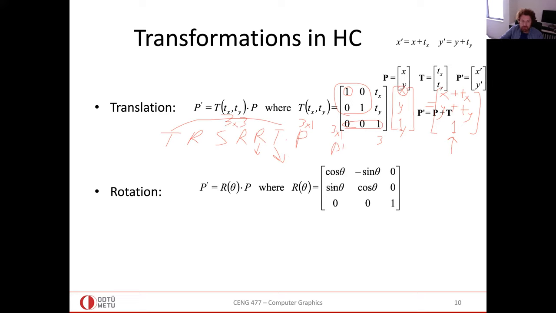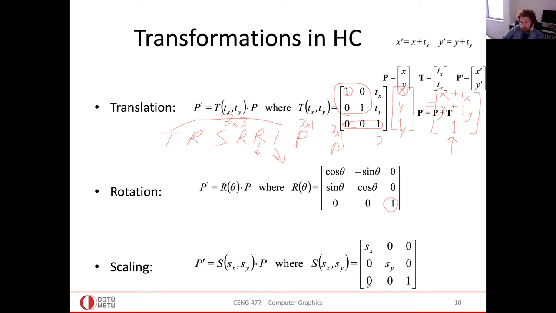So then, for the homogeneous version of the rotation matrix, you just pad it with 0, 0 and 0, 0, and this part must be one again, because the homogeneous coordinate will give one in the output as well. So the last row is always 0, 0, 1, even for scaling. By the way, I haven't shown you scaling yet, but scaling is this.